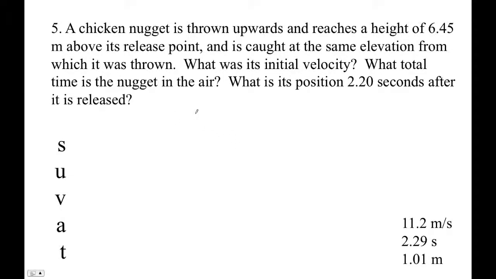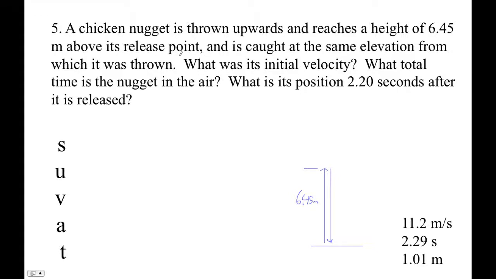Chicken nuggets thrown upward. It reaches a height of 6.45 meters. Let's draw the picture. It's very important that we see the picture, right? Nugget goes up, nugget goes down. Okay, 6.45 meters. It's caught at the same elevation it was thrown. So we want to know its initial velocity and then the total time the nugget is in the air.